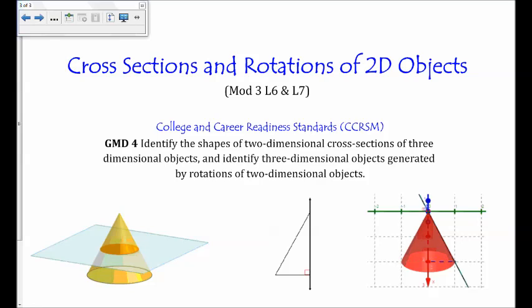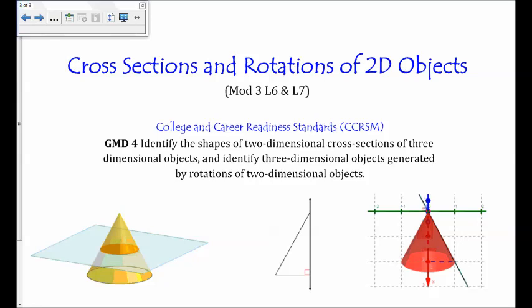Our next lesson is about cross-sections and rotations of two-dimensional objects, and this aligns with Module 3, Lessons 6 and 7 in Engage New York. In this lesson, we'll hit one CCRSM standard, and that is to identify the shapes of two-dimensional cross-sections of three-dimensional objects and identify three-dimensional objects generated by rotations of two-dimensional objects.